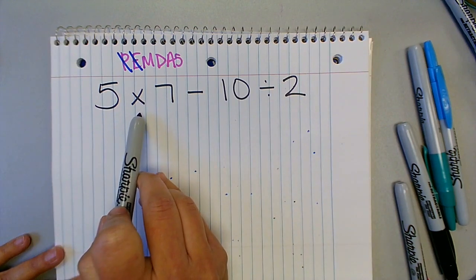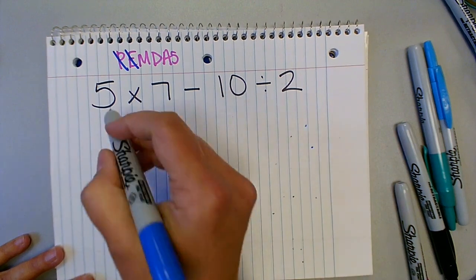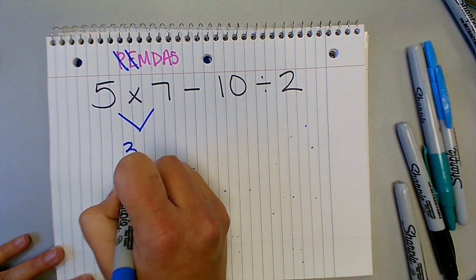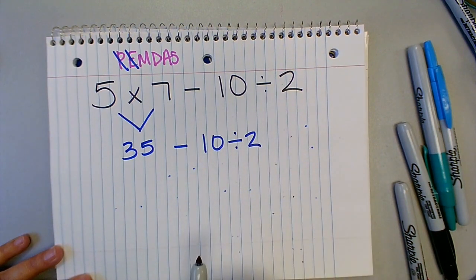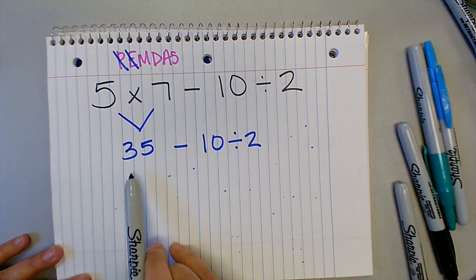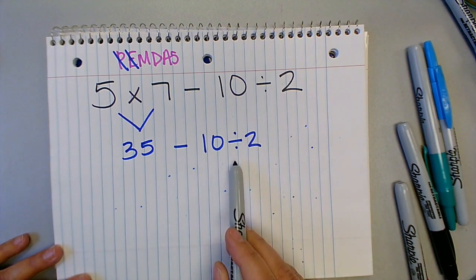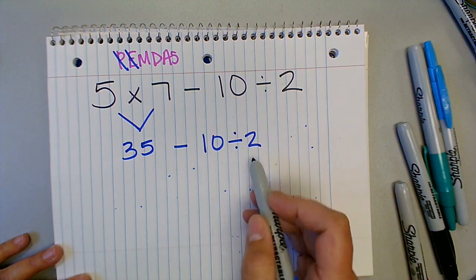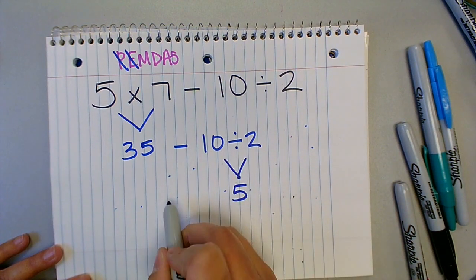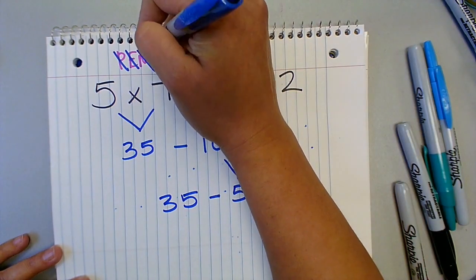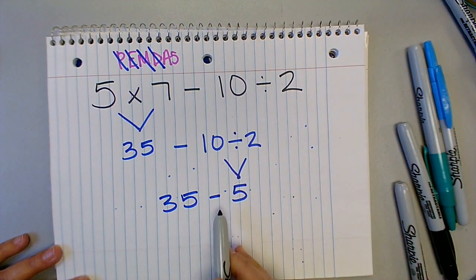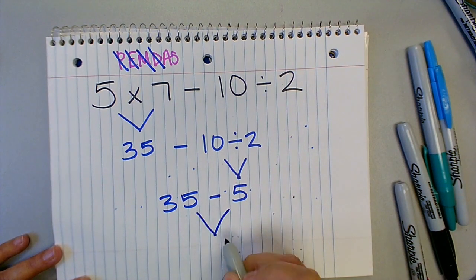So we see we automatically hit right here multiplication, so we're going to do 5 times 7. So 5 times 7 is 35, and we're going to rewrite our equation before we perform any other operations. Then we're going to finish and see if there's any other multiplication or division, in which there is. So we're going to do 10 divided by 2, which is 5. And then we're going to rewrite our equation. We're going to double check one more time to see if there are any more multiplication and division. And there's not, so we're done with that. And then we're going to look for addition and subtraction. We do have a subtraction, so 35 minus 5 then is 30.